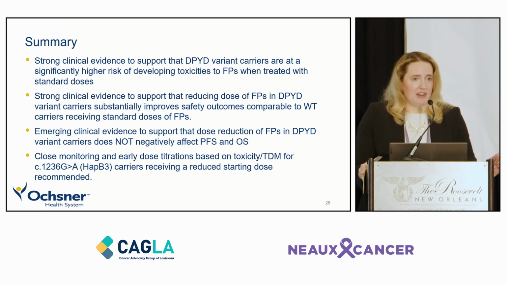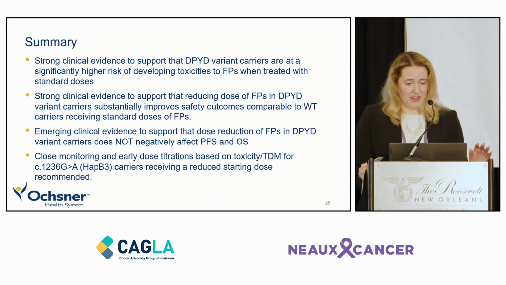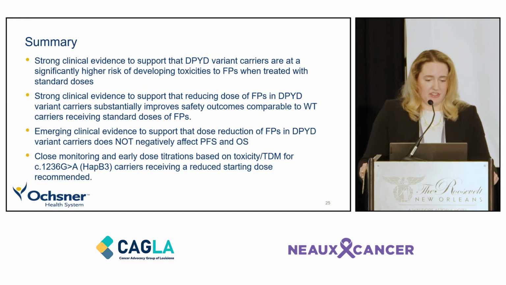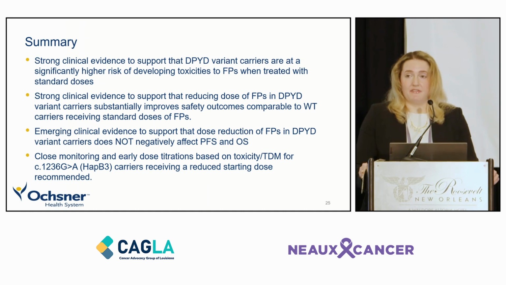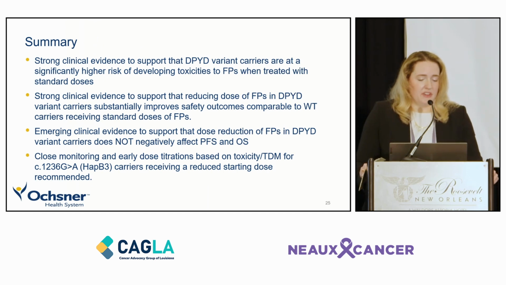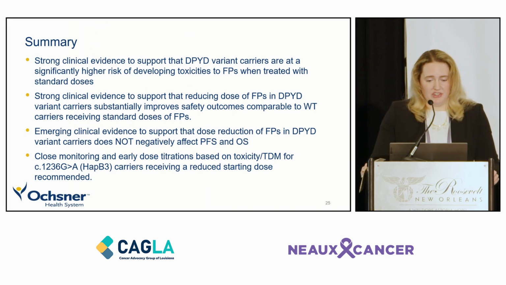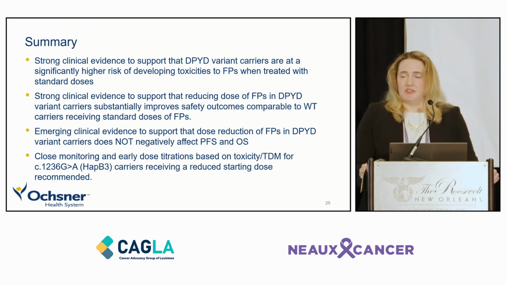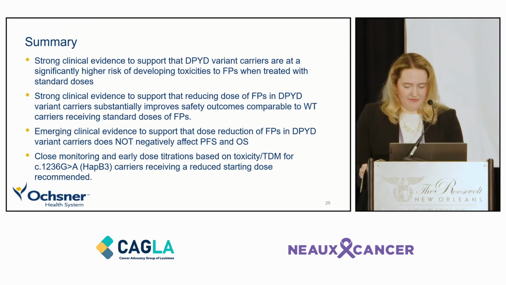So our wild type carriers getting full standard doses, we see very similar toxicity. So with dose reducing, these patients who were previously thought to be high risk are now going to be standard risk. There's emerging clinical evidence to support that dose reductions in fluoropyrimidines do not negatively affect progression-free and overall survival. And for certain variants that may be associated with those, it's really important to do early dose titrations based on toxicities as well as therapeutic drug monitoring so that we can get those patients to an effective dose.